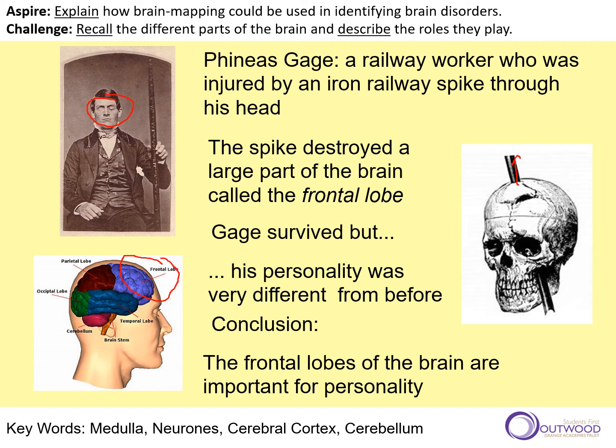So we worked out that the frontal lobe of the brain is important for personality. And it was simply because of that accident to Phineas Gage. Because of that accident and that railway spike, we found out that personality was linked with the frontal lobe. Now, we've got lots of different parts of the brain.